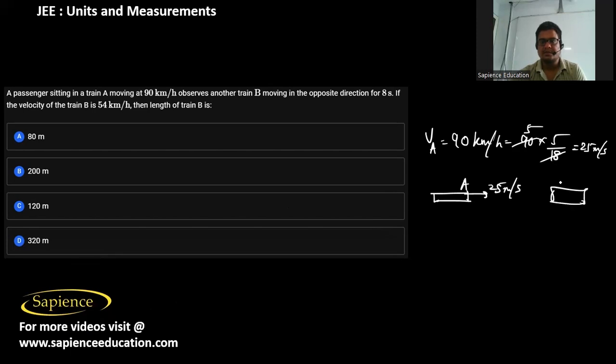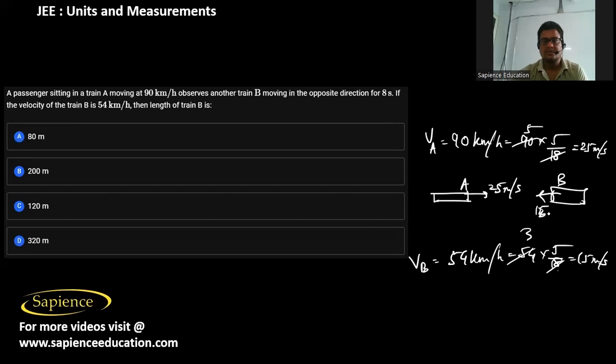And another train B is moving at a speed of 54 km per hour. So that is equal to 54 into 5 by 18. So 18 3s are 54, 3 5s are 15 meter per second. So this is 15 meter per second and it is moving in the opposite direction. Therefore, the passenger in the train A will be able to see the train B till it covers the length of the train B.